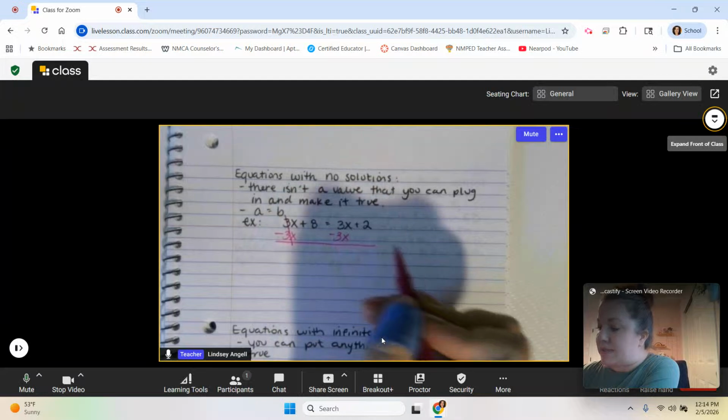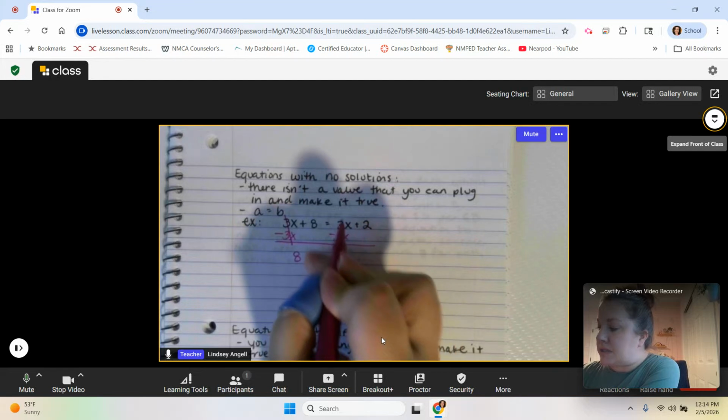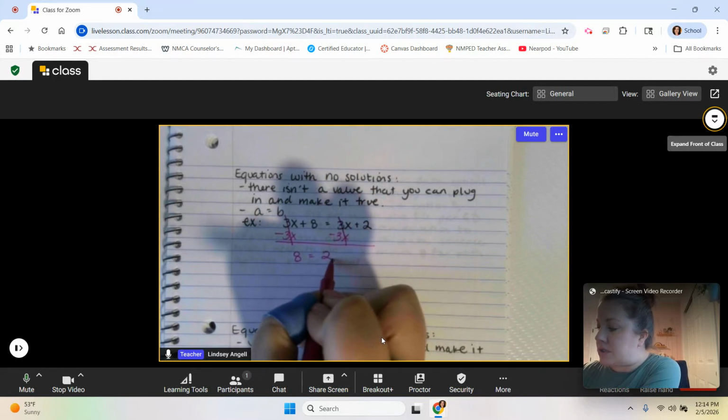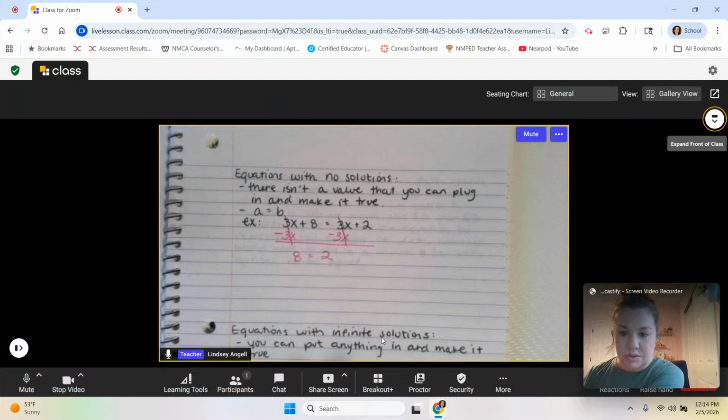Well, 3x minus 3x is 0, so those cancel. We're left with 8. 3x minus 3x is 0. Those cancel. We're left with 2. 8 is never going to be equal to 2, so therefore there's no solution.